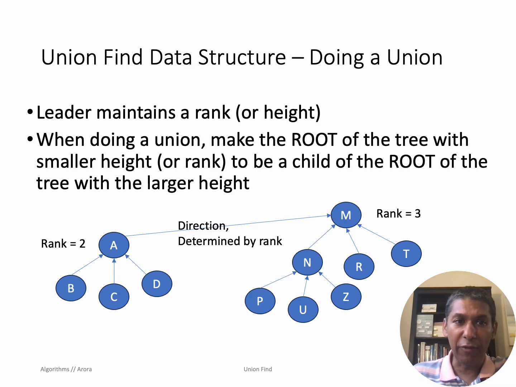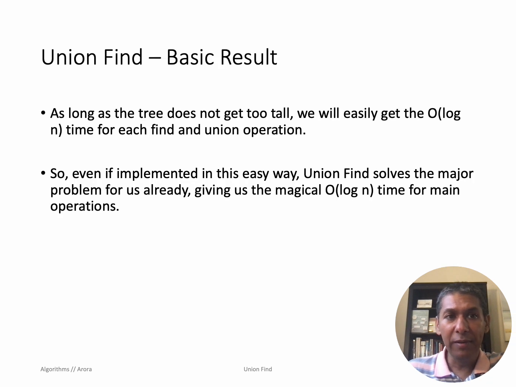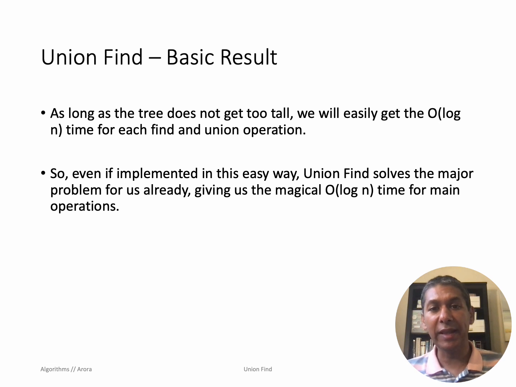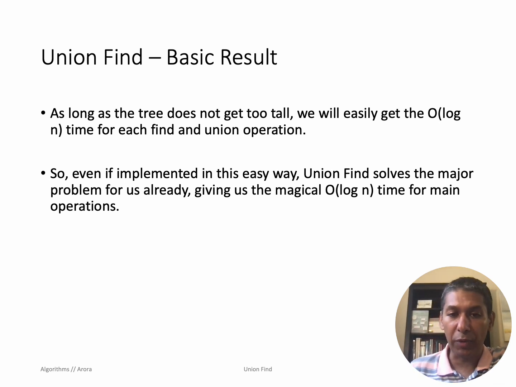So in this case, if A is here and M is here and you're doing a union, rather than making M a child of A, you make A a child of M. Using this, we are able to maintain that the overall tree will not get too tall with respect to the number of elements in the tree. So we will easily get order log n time for each find and union operation.